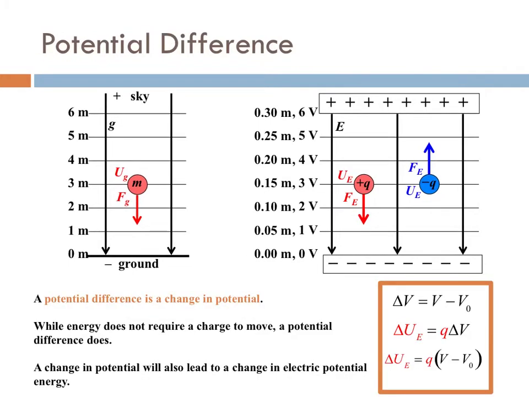So again, a very useful equation would be to solve for the potential difference. This potential difference is a change in potential, and again, potential is just V. So while energy does not require a charge to move, a potential difference does. And again, you can start seeing the similarities here, that if we have a change in potential, then we have a change in potential energy. And remember that our delta is always final minus initial.